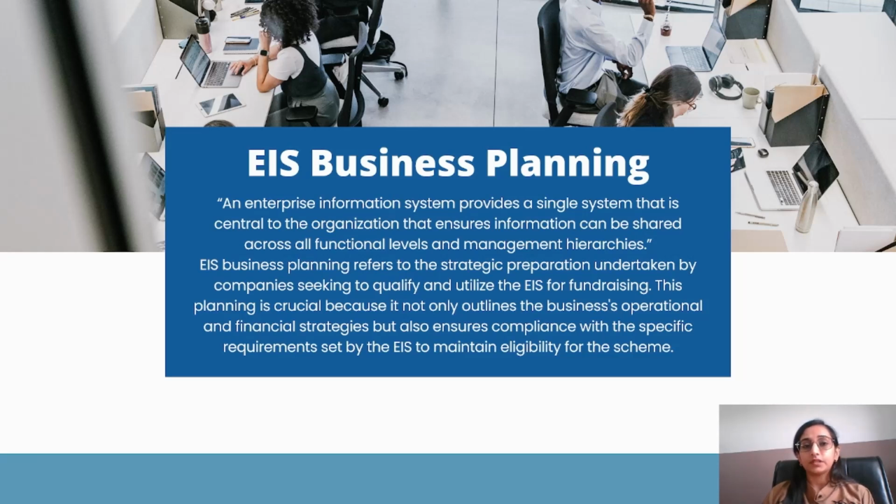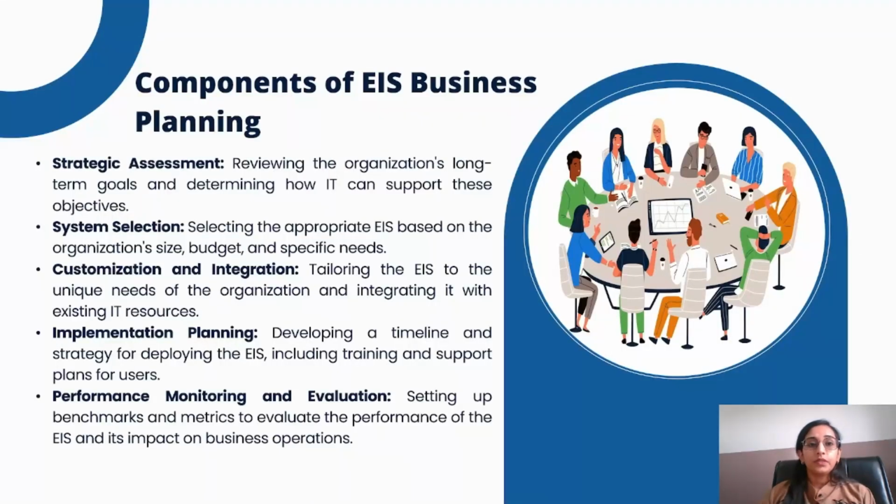The planning process includes several key areas, and one more thing, these 5 points are also known as the components of EIS business planning. So first is strategic assessment.